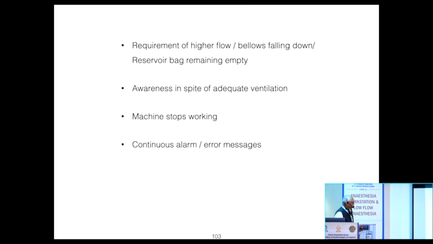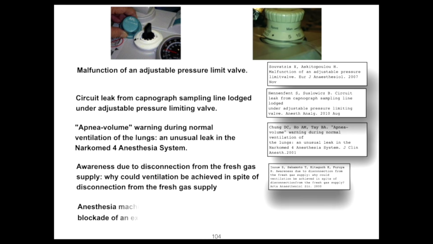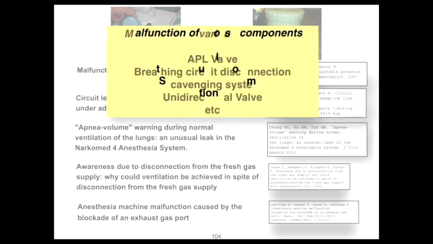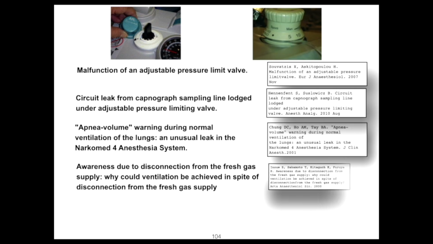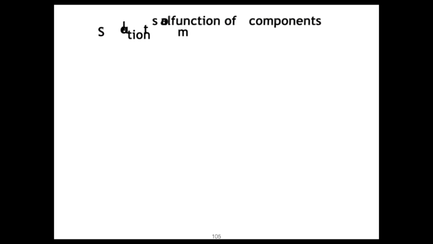Patient remaining aware in spite of adequate ventilation, machine stops working, malfunctions of various components can keep on occurring. If you see the reports, there are many reports which have mentioned a lot of problems: malfunctions of APL valve, circuit leak, apnea, awareness. So malfunctions of various components can still keep on occurring. So solution: do pre-test. Do not bypass pre-test.